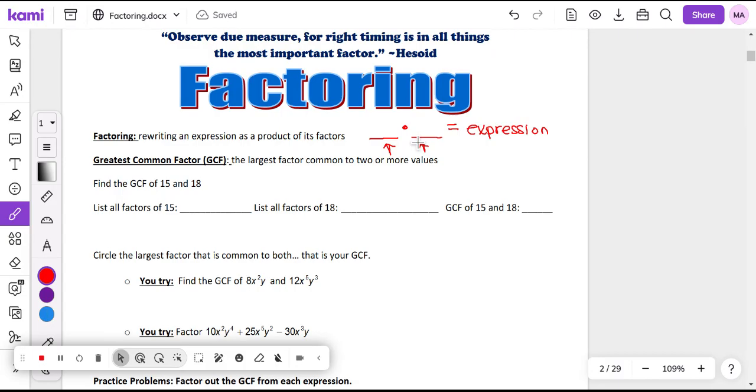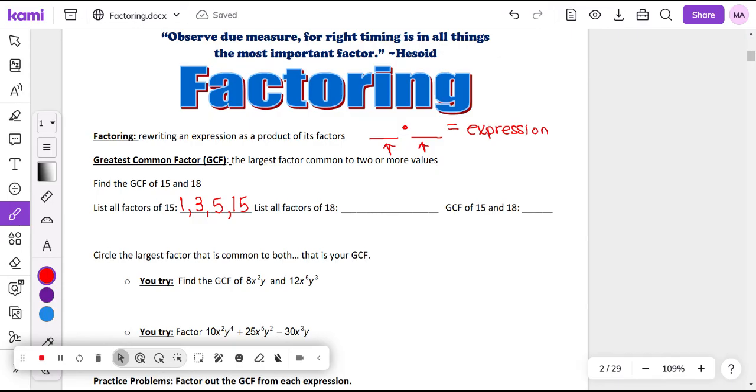So the first thing we talk about is taking out the greatest common factor, and that's the largest factor that would be common to two or more expressions or values. So when we look at the number 15, we say to ourselves, well, what numbers multiply to equal 15? Well, of course, we have 1 and 15, and then we also have 3 and 5. And I try to put these in order, so you saw how I write them. It might be helpful to do that.